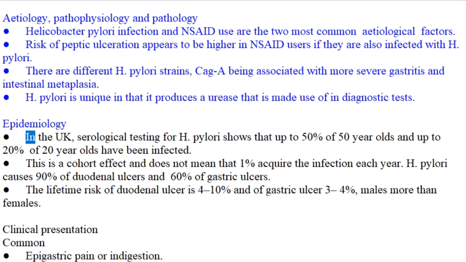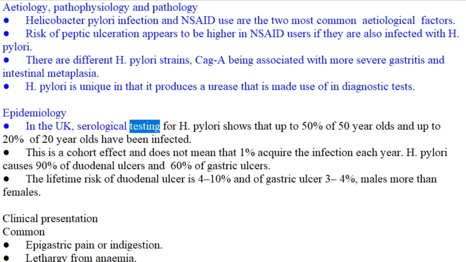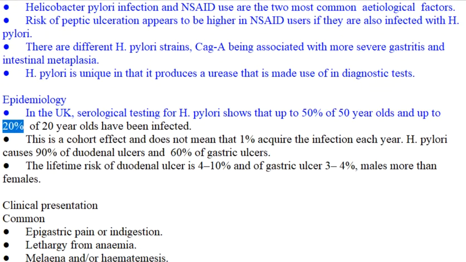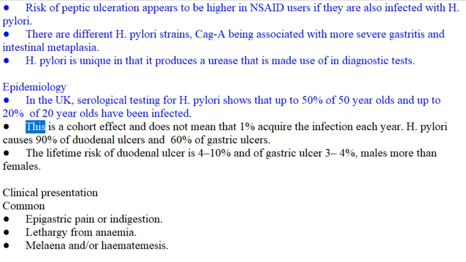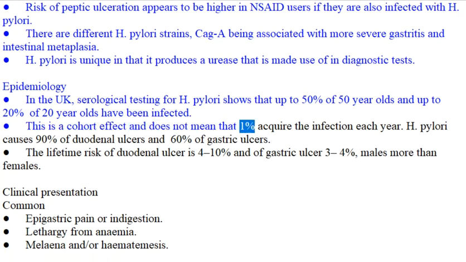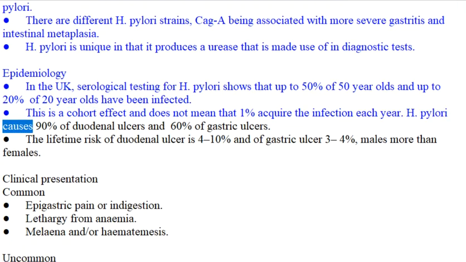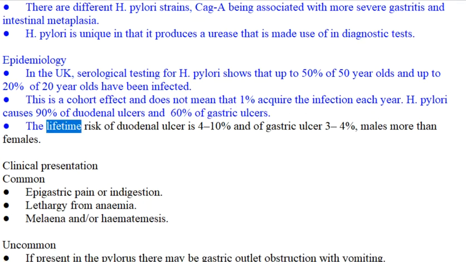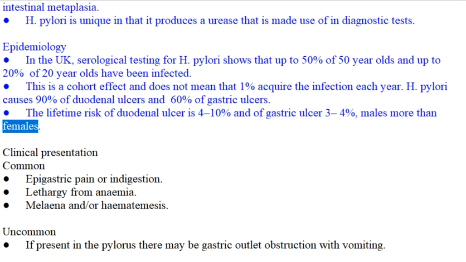Epidemiology. In the UK, serological testing for H. pylori shows that up to 50% of 50-year-olds and up to 20% of 20-year-olds have been infected. This is a cohort effect and does not mean that 1% acquire the infection each year. H. pylori causes 90% of duodenal ulcers and 60% of gastric ulcers. The lifetime risk of duodenal ulcer is 4–10% and of gastric ulcer 3–4%, males more than females.